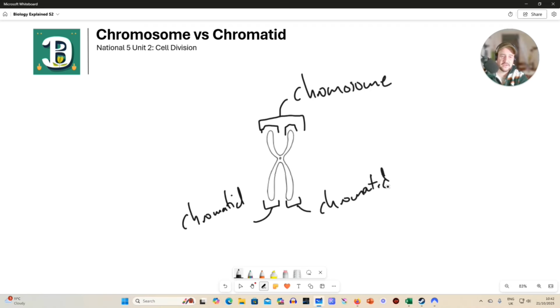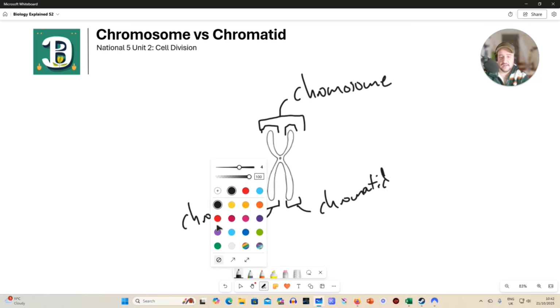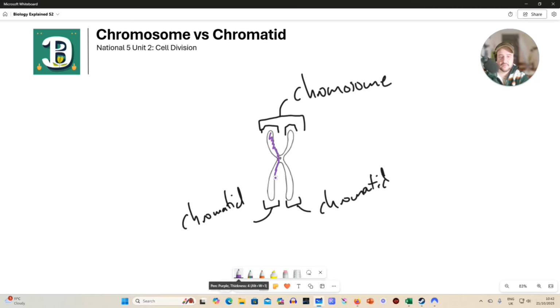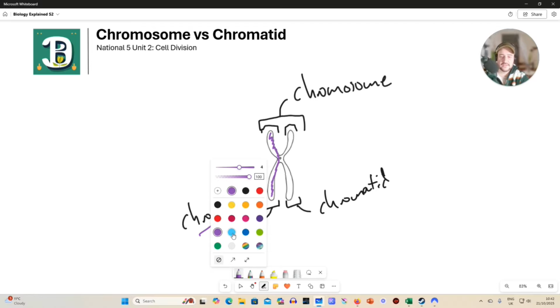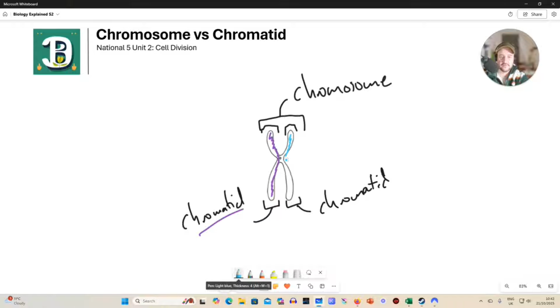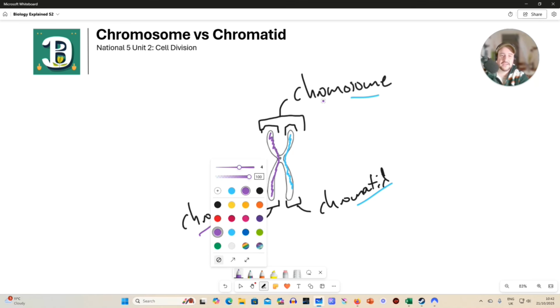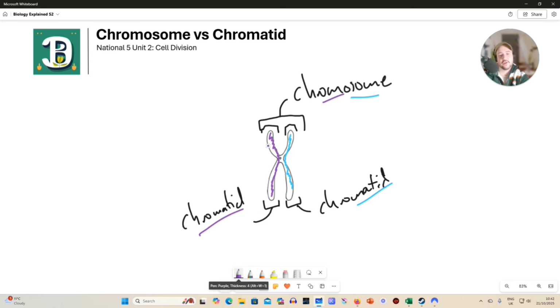To make that a little bit easier, let me just color them in separately. Let's say I've got this one here. So imagine all this side of the cross is this chromatid. And let's do this here. This side of the chromosome is this chromatid. But the whole thing is a chromosome. Let me just reiterate that with your two colors there. The whole thing is a chromosome, but the individual branches of it are chromatids.